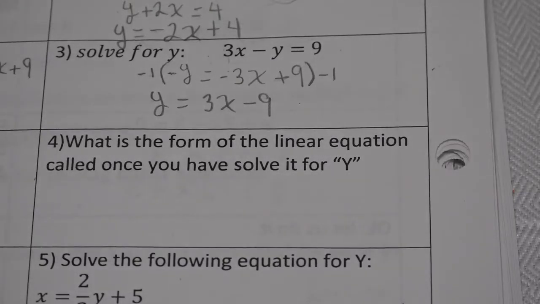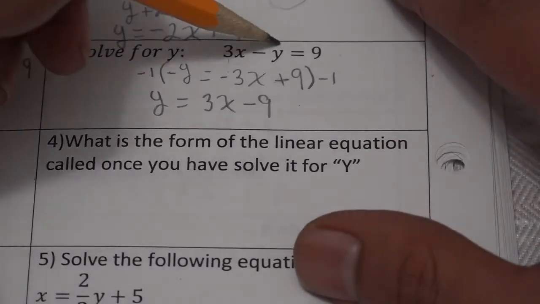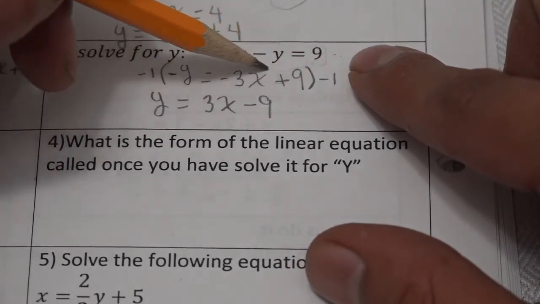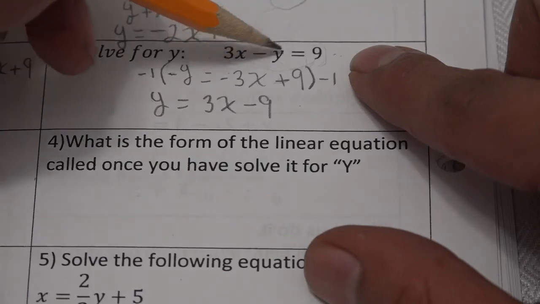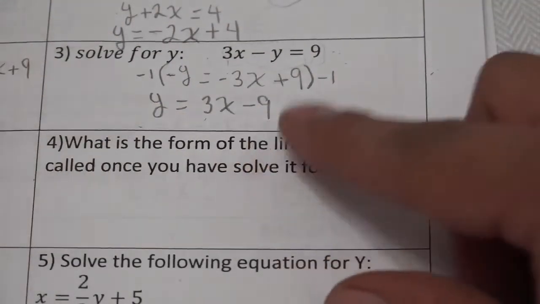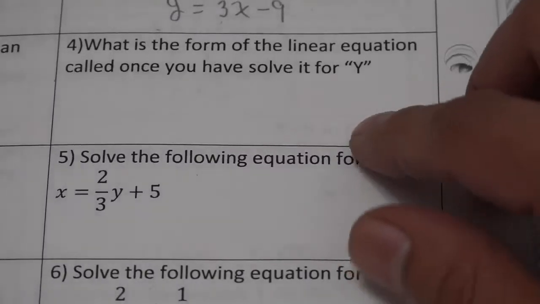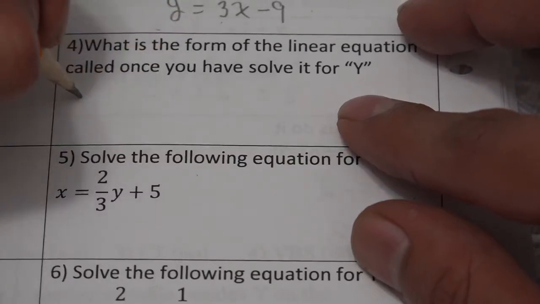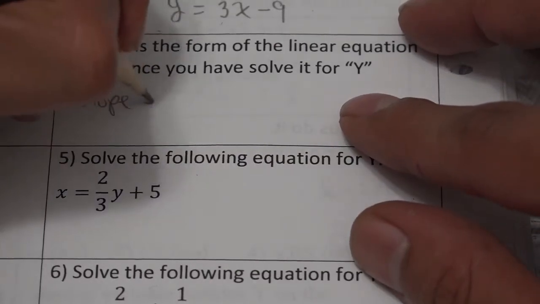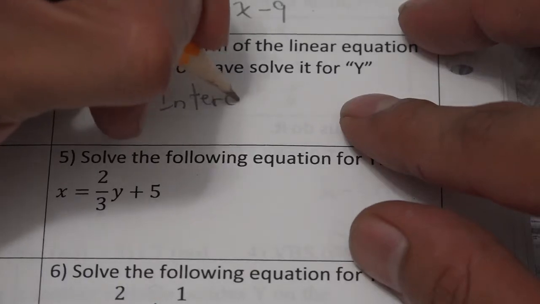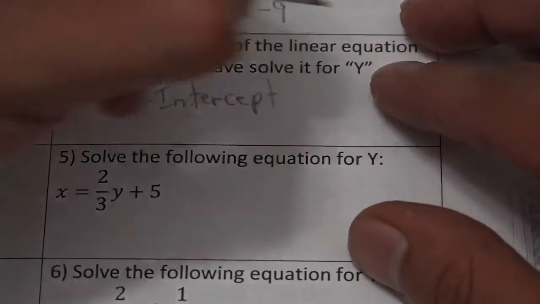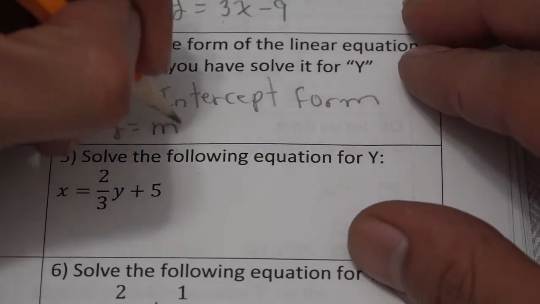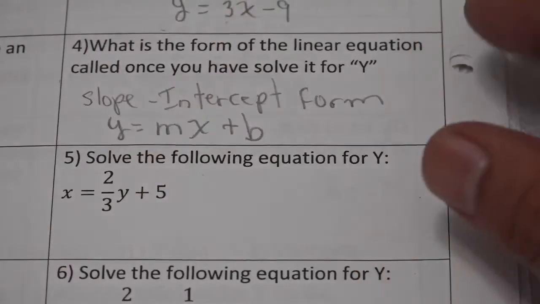See that? Which is the same thing as if I had switched this y to the other side, it would become positive. And then take this 9 and put it over here, it becomes negative. So that will be 3x minus 9 equals y, which is basically what I have over here. What is the form of the linear equation called once you have it solved for y? It's called slope intercept form, and that will be y equals mx plus b.